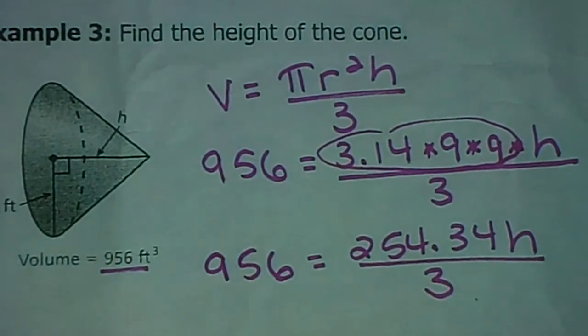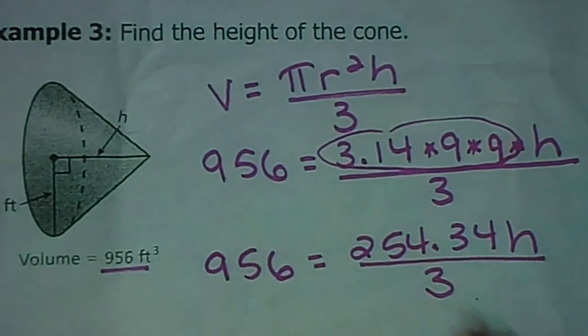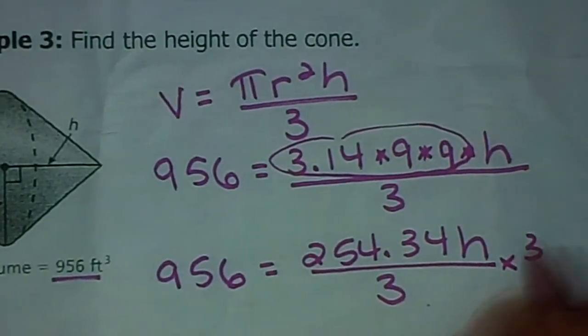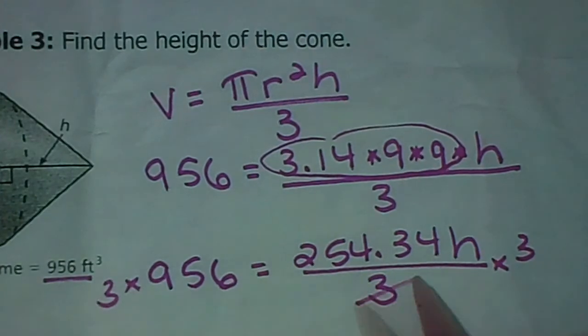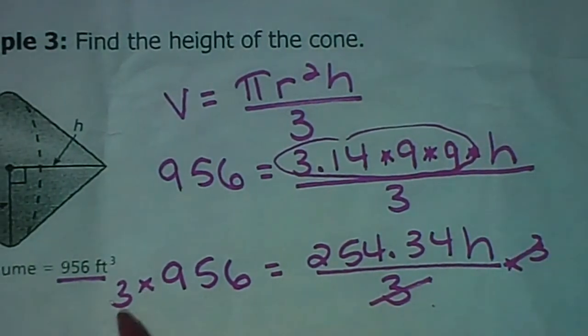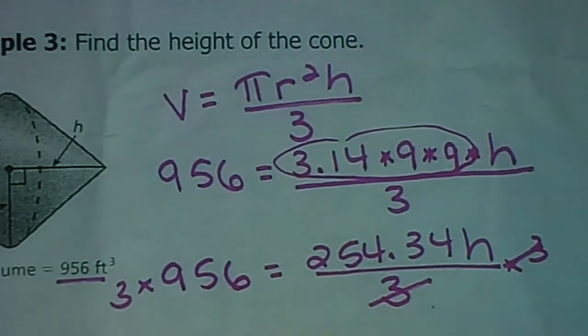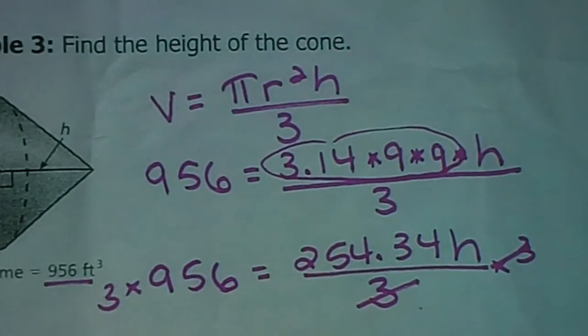Now in your one-step packet, remember if you have a variable over something, and you want to get rid of that something, all you have to do is the opposite of it. So right now this is all being divided by 3. Multiply each side by 3, and it's gone. So 3 times 956 gives you 2,868.